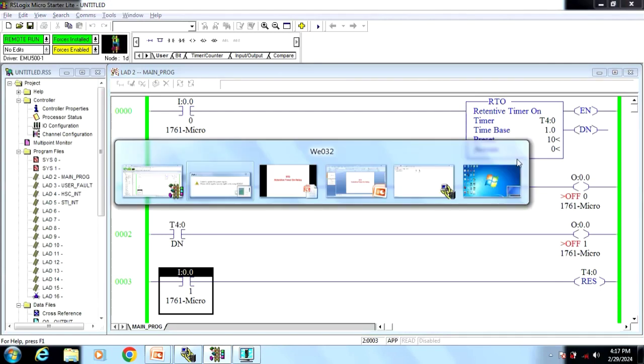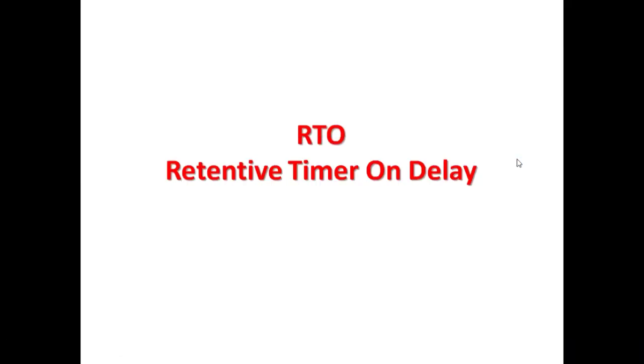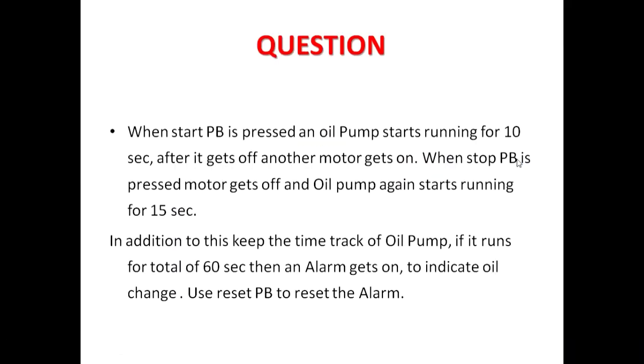So let's do some examples. So this is a question, this is an example. In this example, I have covered all three timers: T on, T off and RTO. So let's proceed to the example.